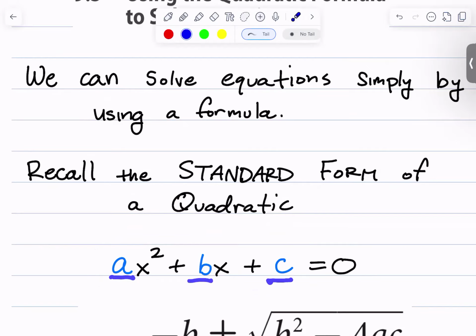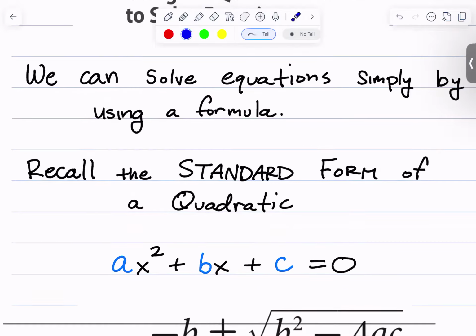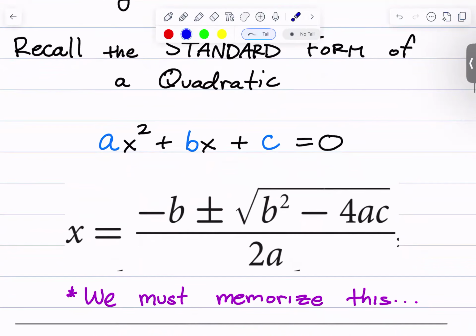So notice here that our first step in these problems is going to be to set one side equal to 0 if it's not already. We need to set one side equal to 0 in order for us to figure out our A, B, and C values. So that formula is x equals negative b plus or minus the square root of b squared minus 4ac, all over 2a. Once we get our A, B, and C values, all we're going to do is just plug it in.